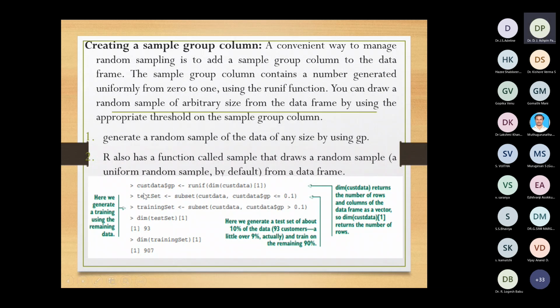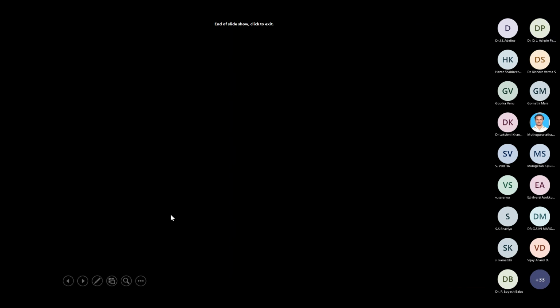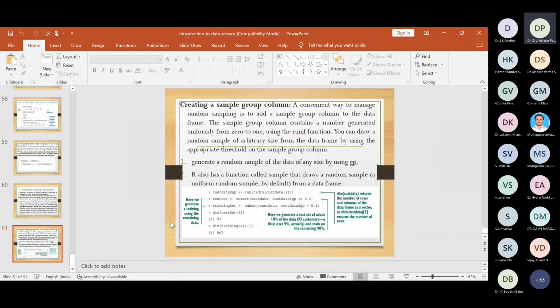You see this test set, a subset of cust data, comma, customer data GP less than or equal to 0.1, which means 10% of the data is sampled for testing. Right, it is taken for testing, and the remaining, greater than 0.1, which means the remaining 90%, are taken for training. Then some of the modeling methods we can see.